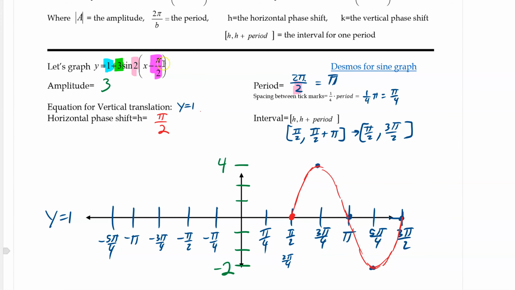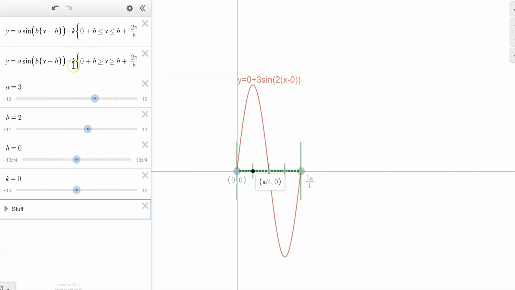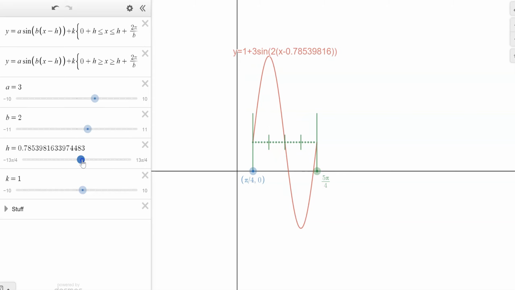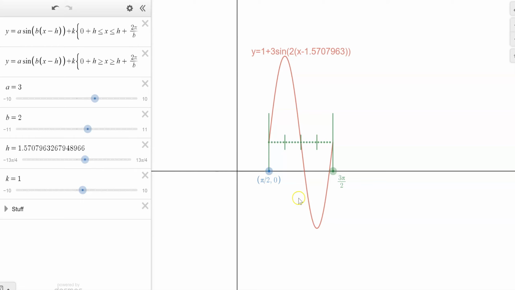So it's 1, 3, 2, pi over 2. So our amplitude is 3. We're going to move it up 1. Our period, we are affected by 2, so it's pi. And then we need to shift this pi over 2. So that's pi over 4, pi over 2. So this is our graph.